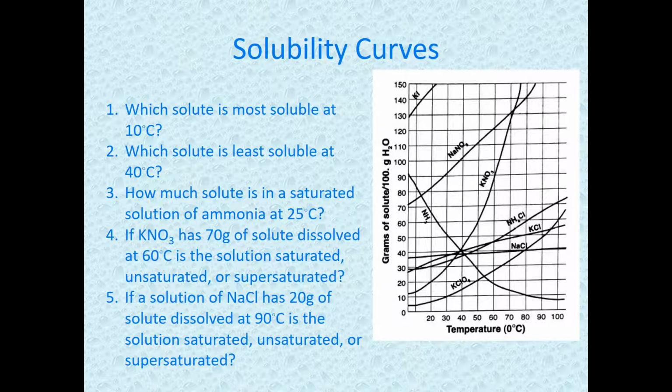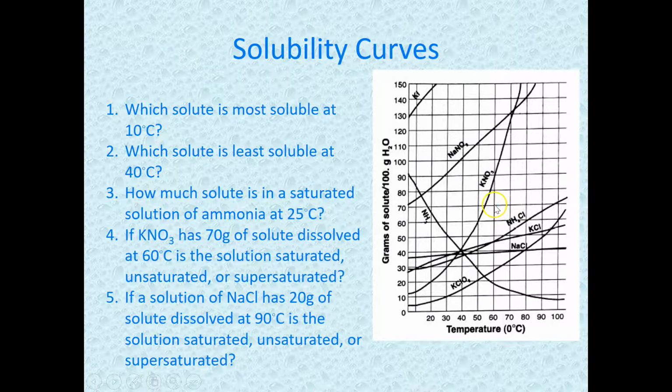If potassium nitrate has 70 grams of solute dissolved at 60 degrees Celsius, is the solution saturated, unsaturated, or supersaturated? So we need to find our potassium nitrate, which is this line right here. And we're going to go to 60 degrees and 70, which is this right here. So it falls below the line, meaning it is an unsaturated solution.